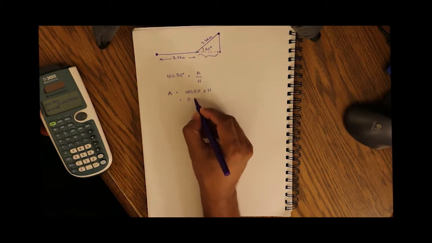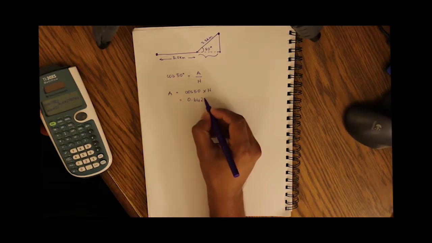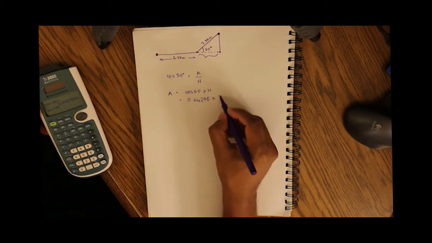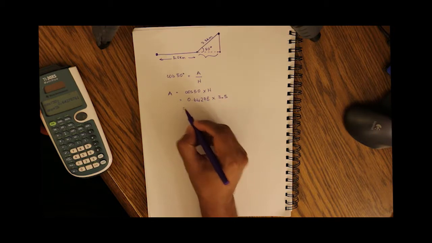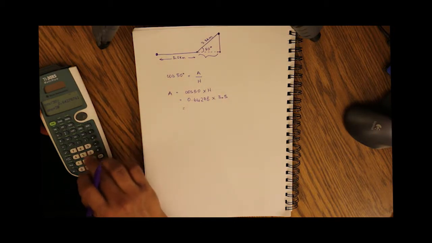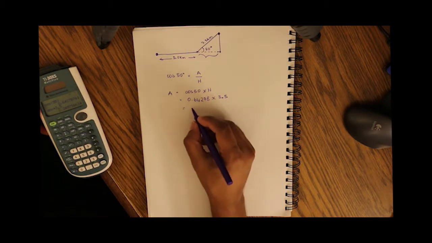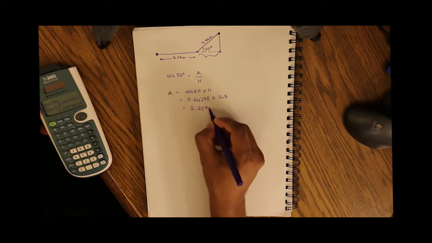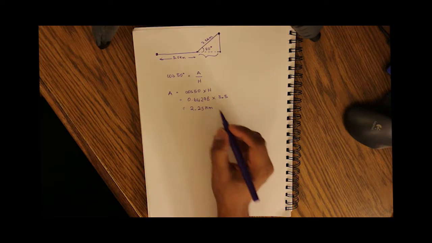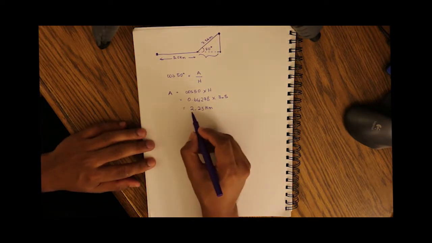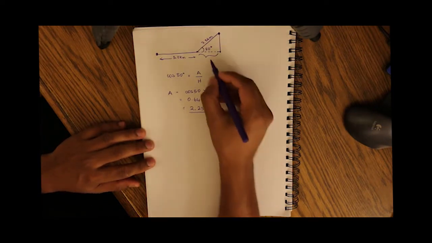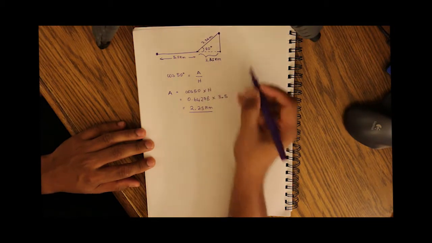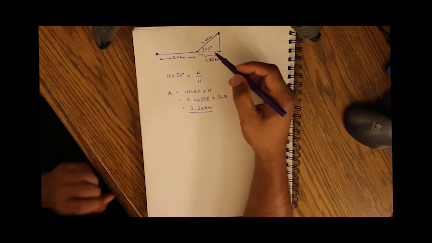0.64278 into 3.5, which is approximately 2.25. So the geese are approximately 2.25 kilometers west of their initial position.